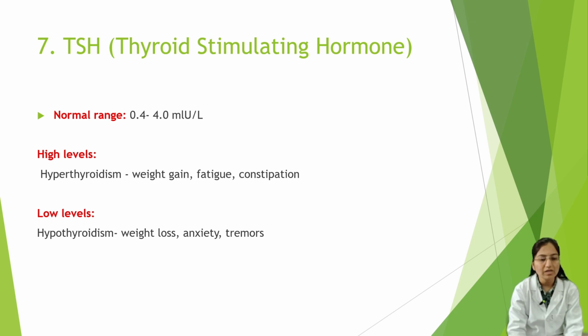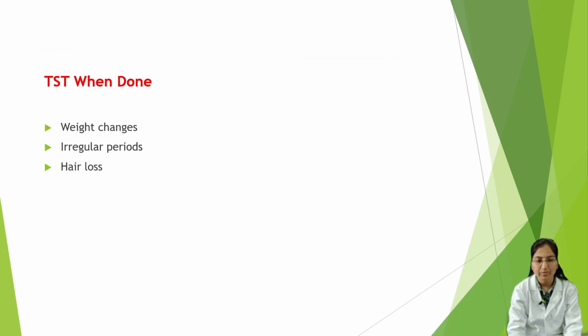Next one is TSH, that is thyroid stimulating hormone test. Here normal range is 0.4 to 4.0 mU per liter. If this level is increased, we can see in the case of hypothyroidism, weight gain, fatigue and constipation. And then low levels, that is hyperthyroidism, weight loss, anxiety and tremors we can see. This test is done when a person has weight changes, irregular periods and hair loss.